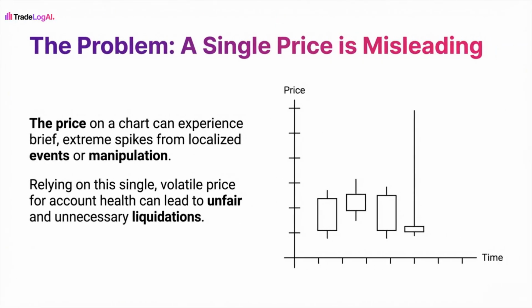Here's the core problem. The price you see on the chart can be misleading. On a single exchange, the last traded price can spike for a moment, because of low liquidity, a large market order, or even manipulation. That spike might look like the market moved, but it can be localized and temporary. If your account health is judged using that one noisy price, you can get unfair liquidations, even when the broader market never truly traded there.